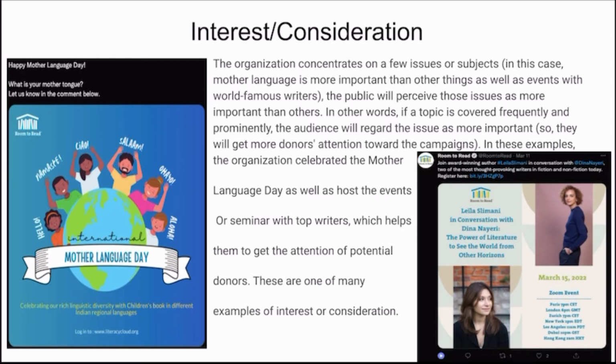In these examples, the organization celebrated Mother Language Day as well as hosted events or seminars with top writers, which helps them get the attention of potential donors. These are some of many examples of interest or consideration.